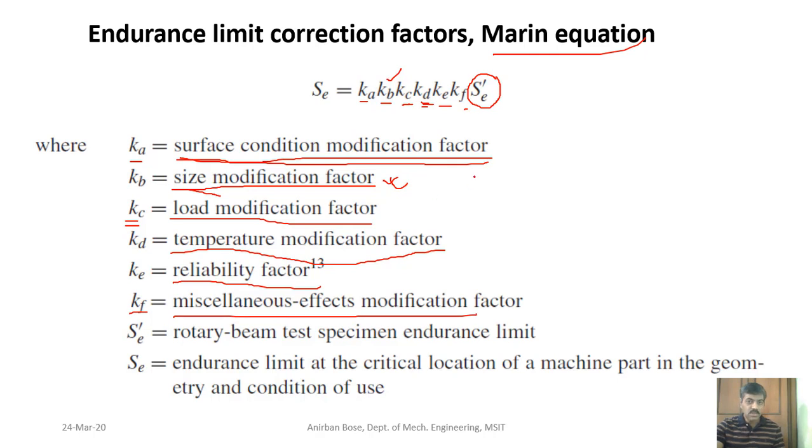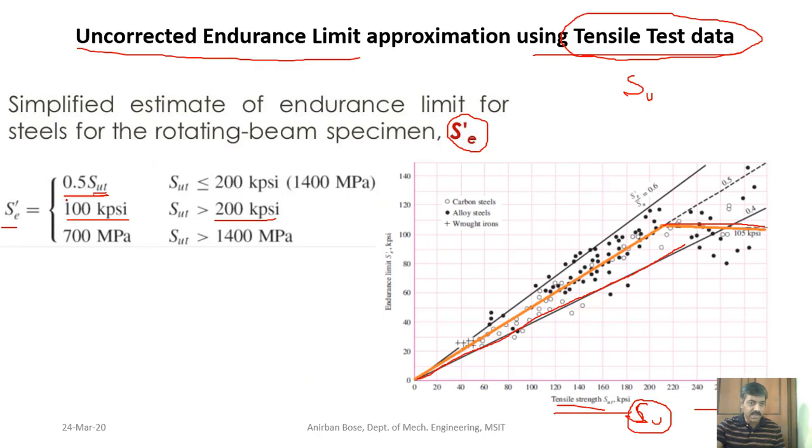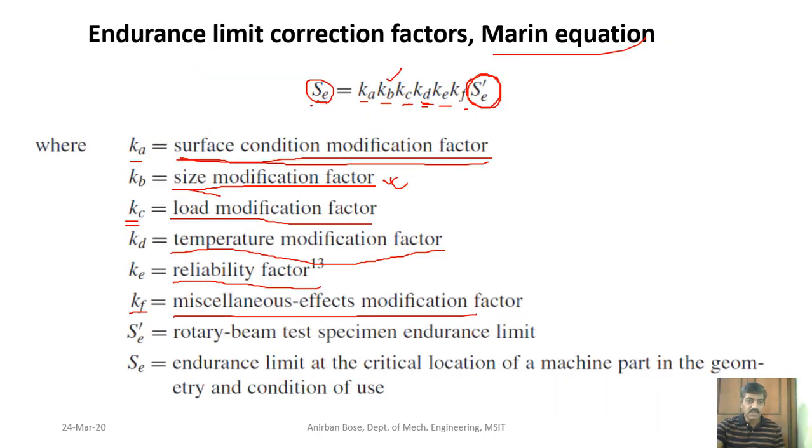So if you correct all these things, then you will get the corrected Sc. For any design problem, your first job will be to find out all these constants from the handbooks. Then you find out Sc prime using the tensile test data simply by doing this, and then it is possible to find out the Sc, or the endurance limit.